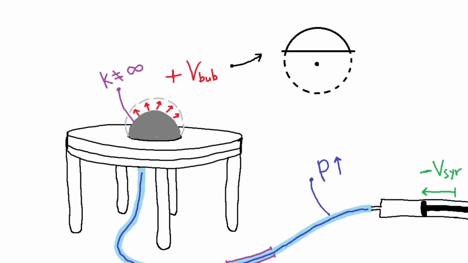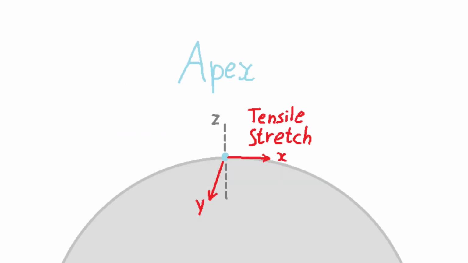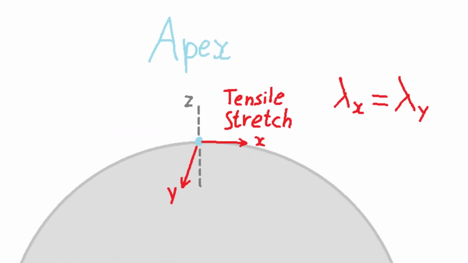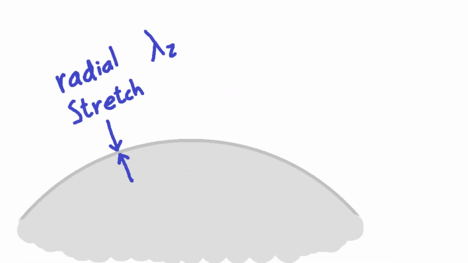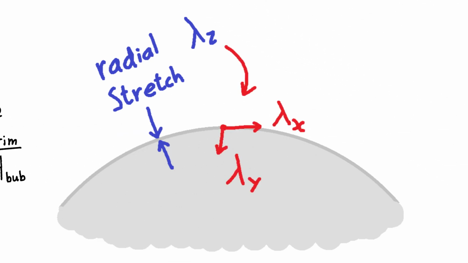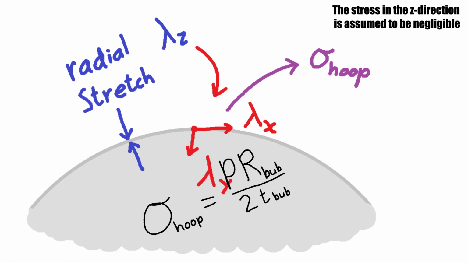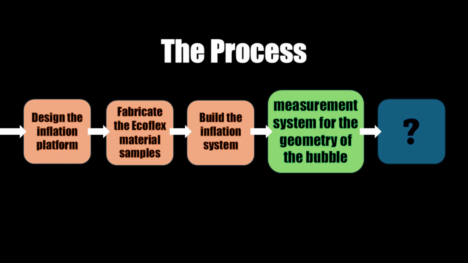The bubble is assumed to be shaped equal to that of a spherical cap, because I want symmetry. Why? Well, because the stretch of the material will be determined at the apex, for which the stiffness is then equal in the two tangential directions, making my life a whole lot easier. The stretch and thickness is then determined by using the incompressibility and uniform thickness assumption, which can be related to the tangential stretch, by guess what? Also the incompressibility assumption. The stress is then calculated using the hoop stress, with the pressure and the geometric variables known. Oh no, a measurement system for the geometric variables of the bubble. I completely forgot about that.